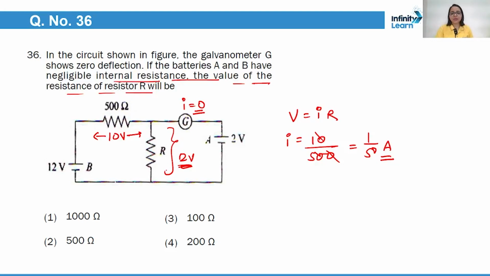Now the same current is flowing through this R. So over here, again 2 equals 1 by 50 into R. So R will be 100 ohm. So the correct answer is option 3.